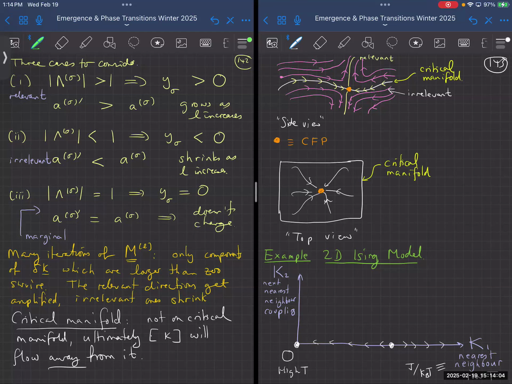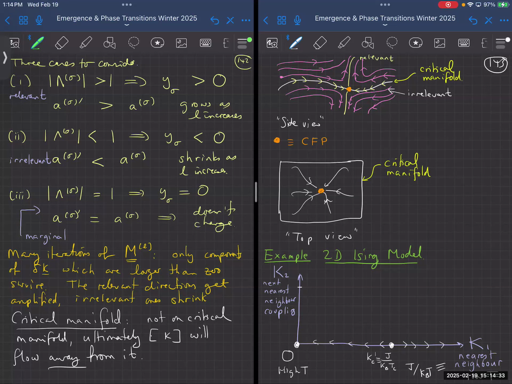And you would say, here is the transition temperature. This is going to be J over k_B T_C, but this is just what we're calling KC, or K1C. Okay, so that's what you would expect. This is just a picture without knowing anything about renormalization group. Now let's think about this from the renormalization group point of view.